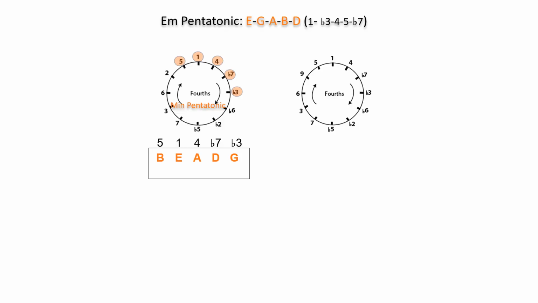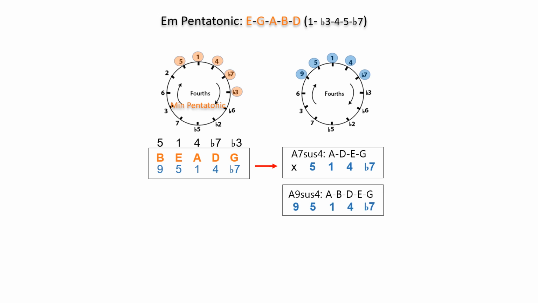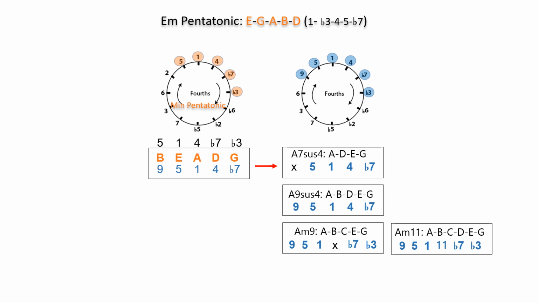From root A, we go up in fourths and fifths, aligning the notes B as 9, E as 5, A as 1, D as 4, and G as flat 7. If we assume a major third, the available options are A7 sus4 and A9 sus4. If we assume a minor third, the options are A minor 9 with the scale providing 11 as an added tension, and A minor 11, which contains all the notes of E minor pentatonic.